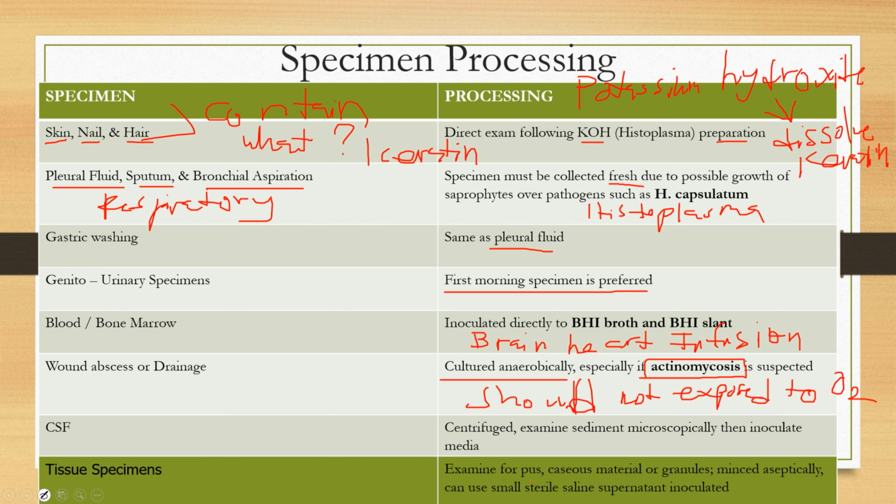For tissue specimens, examine for pus, gaseous material, or granules. Mince aseptically and use a small amount of sterile saline supernatant once inoculated. Please copy.